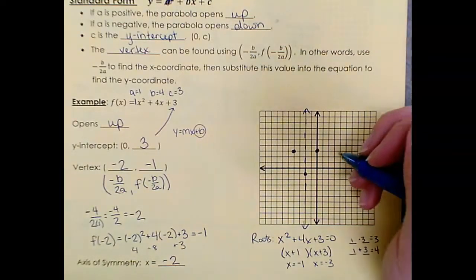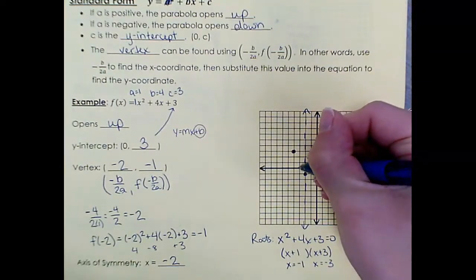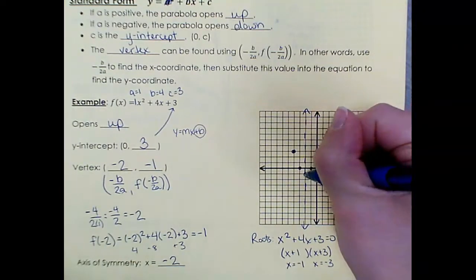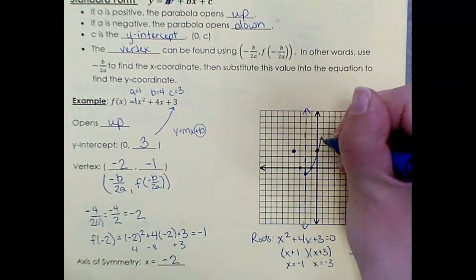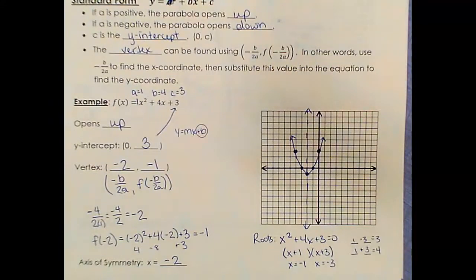So if I plot x equals negative 1 and x equals negative 3, that looks like it falls in quite nicely with the parabola that I was graphing. And this is the graph of my quadratic equation.